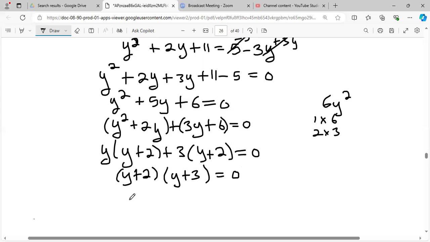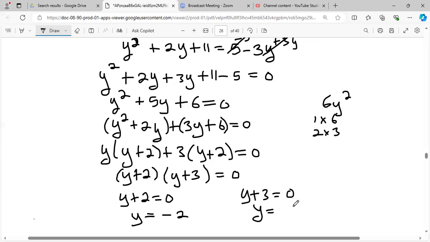So when y plus 2 is equal to 0, y is actually equal to negative 2 because we're going to subtract 2 from both sides. So y equals negative 2. And then for the next one, we do the same thing. y plus 3 equals 0. That implies y is equal to negative 3 because you're going to subtract the plus 3 from both sides.